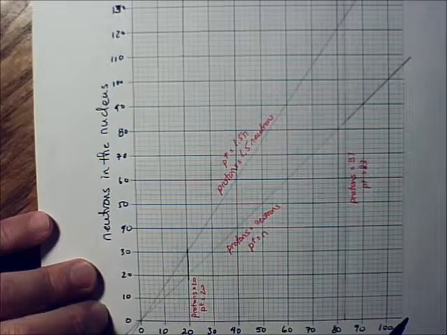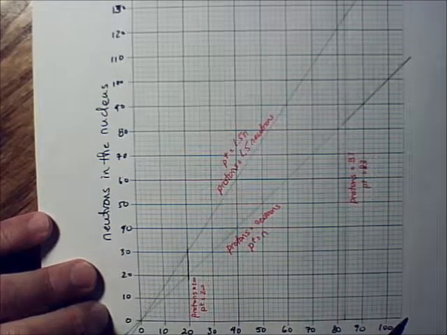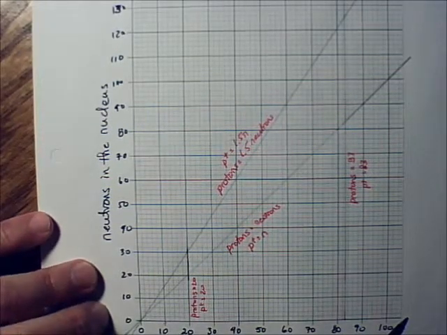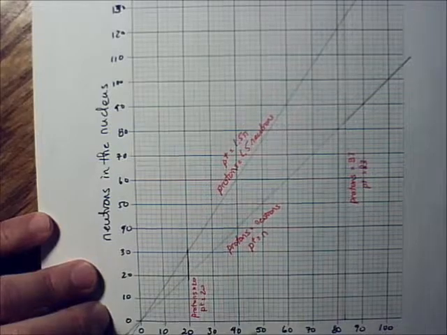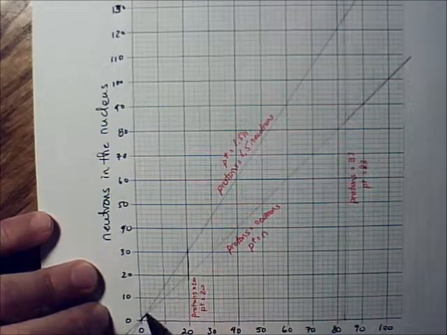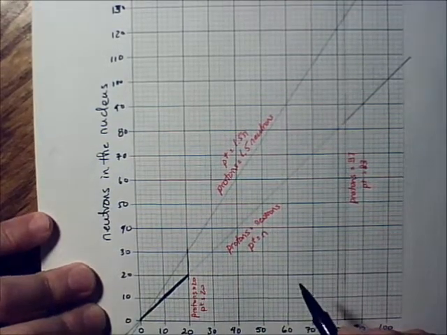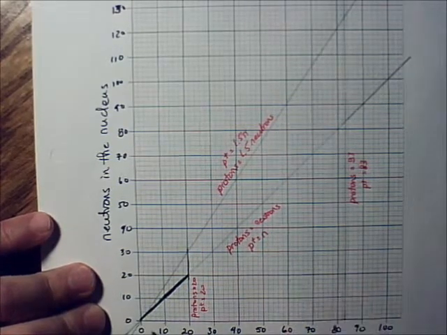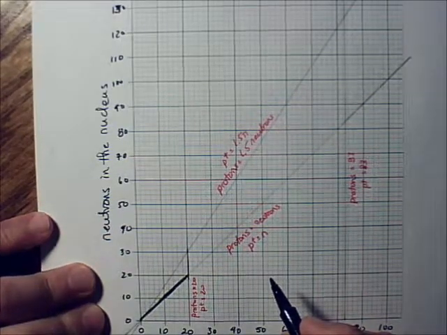Because between element number 1, which is hydrogen, and element 20, isotopes are stable when protons roughly equal neutrons. So that's what this line is right here. As long as I'm on or close to this line, I'm probably going to have a stable isotope up to element number 20, as long as the protons and neutrons are roughly equal.